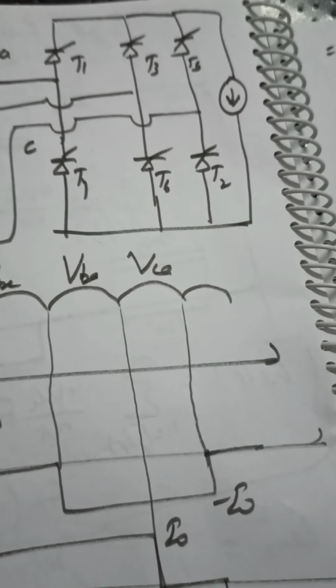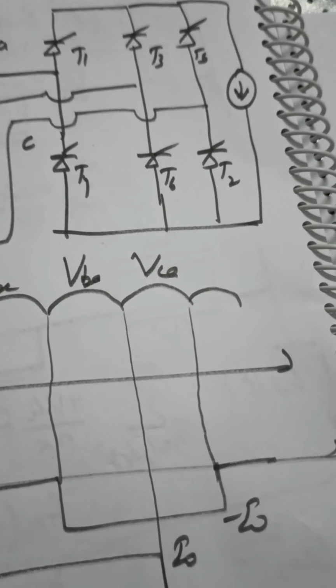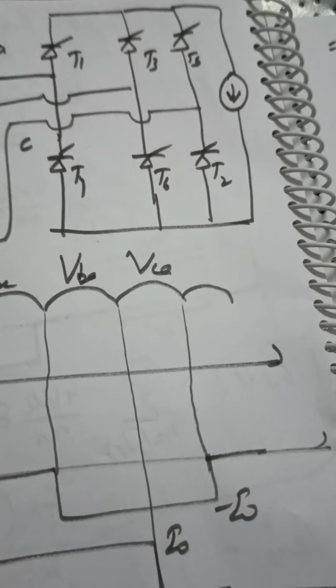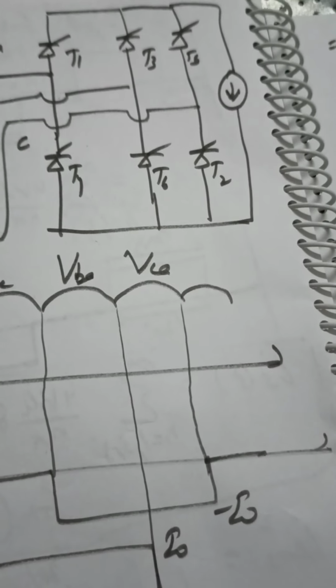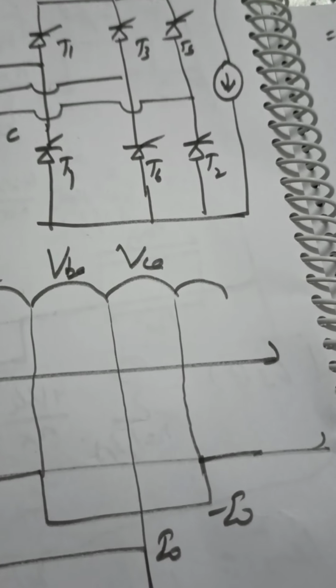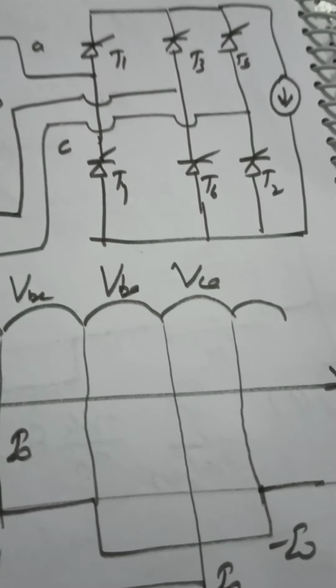Now the firing order, the conduction order, is 5 6, 6 1, 1 2, 2 3, 3 4, 4 5, again 5 6. Clear? So the conduction will be something like this.